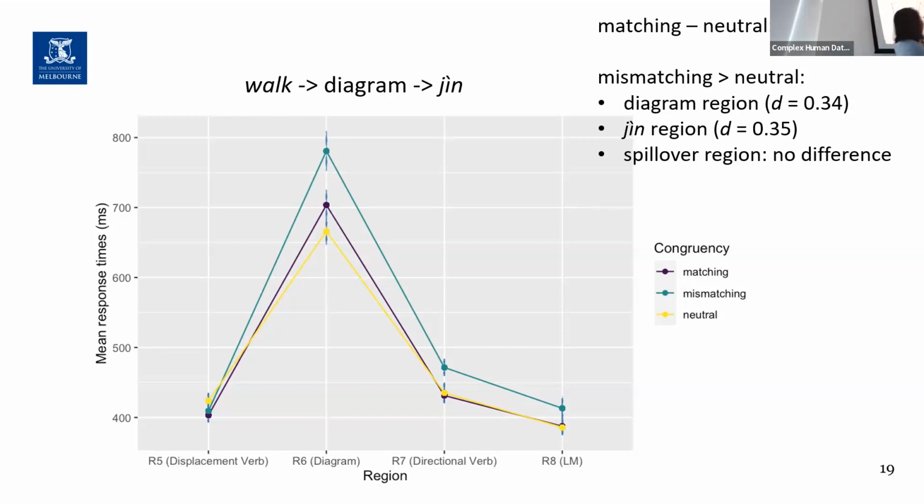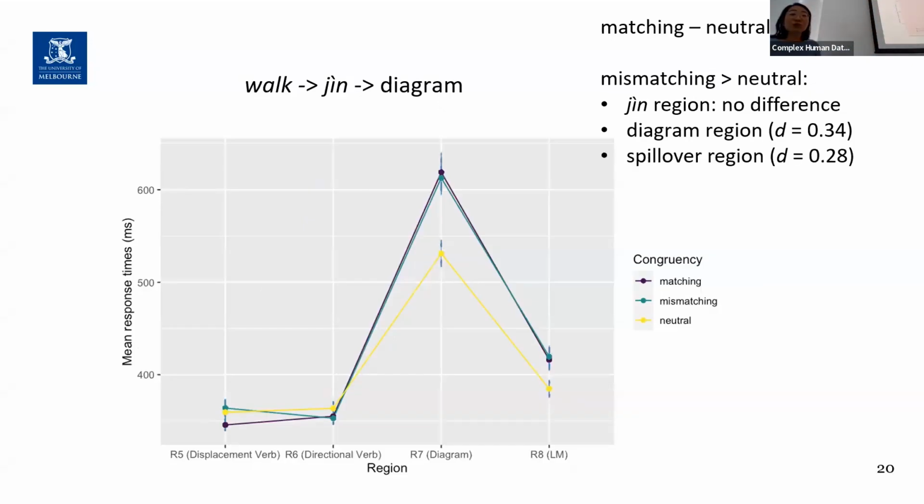In the directional verb, finally, so walk into, in both regions we see the interference effect, but in the further spillover region, let's say the room, there's no effect anymore. The effect was only shown on the diagram region and also the following region. We found the same interference effect: seeing a matching diagram does not facilitate reading, but seeing a mismatching diagram slows down reading time. In the second sequence, they see the displacement verb walk, then the directional verb, and then the diagram. Seeing the diagram here, a mismatching diagram also slows down reading in the diagram region and in the spillover region.